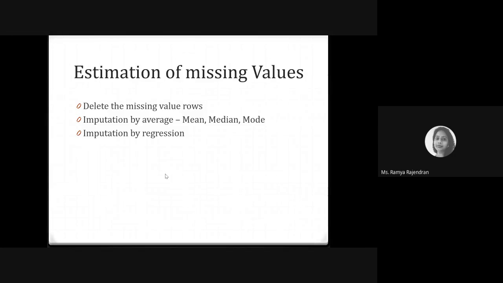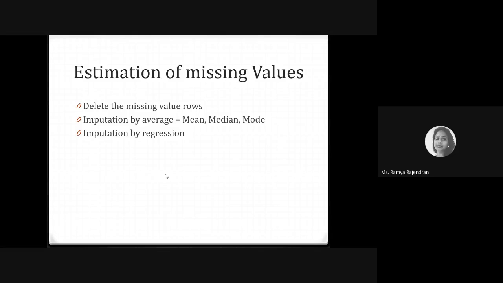In this case, you can deal with that through many methods. The most common method is that people delete the missing value observations. It is done widely, but you cannot do that if you have too many missing values, right? And if you have very small data, you cannot afford to delete your missing value observations. So in that case, you can go for imputation.